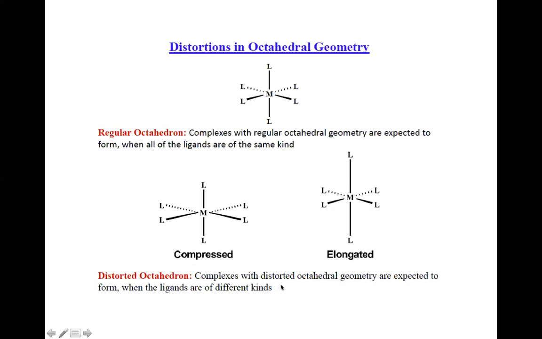On the other hand, in the elongated geometry, the ligands present in the axial direction have a little bit longer lengths as compared to those present in the equatorial plane. So in this way, we got 2 different distortions in an octahedral geometry.